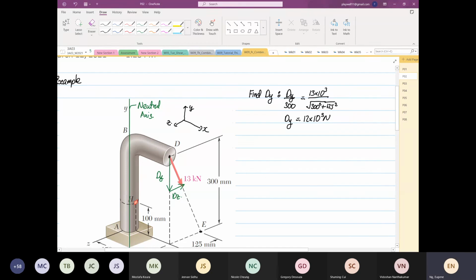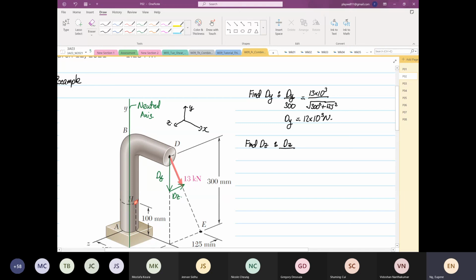I mean, you can use sine and cosine, you get the same thing. I did not use sine and cosine because it reduces the rounding. Okay, then we're going to find dz.